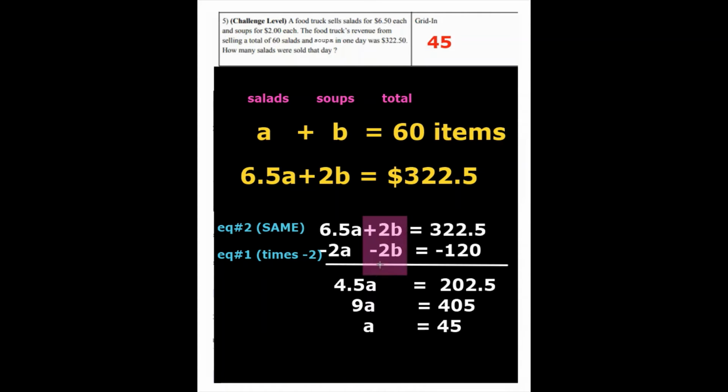If we add column-wise, we have 6.5a minus 2a is 4.5a. The b's, or soup totals, cancel out. But we get that 322.5 minus 120 is $202.50. To make this easier, since we have 0.5 in both, I doubled both sides. So then we get the whole number 9a equals 405. And I can do this without a calculator. 9 goes into 40 4 times, with the remainder of 4, and 9 times 5 is 45, which means that 45 salads were sold on that day.